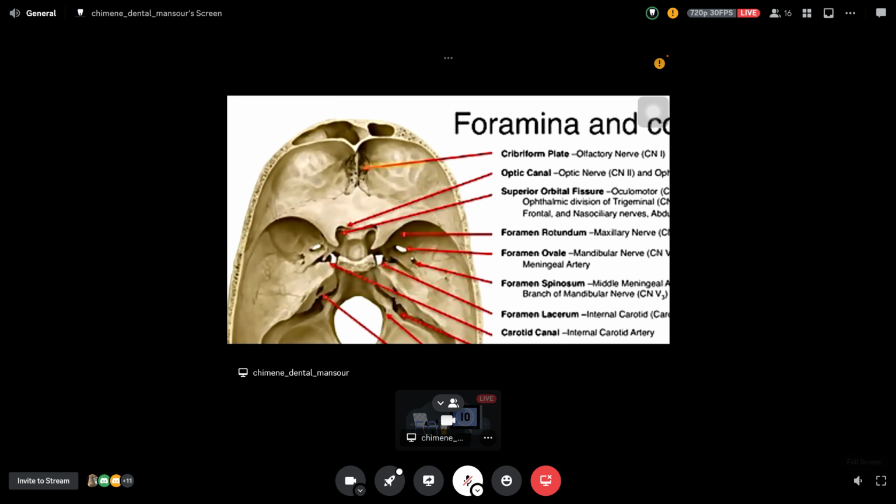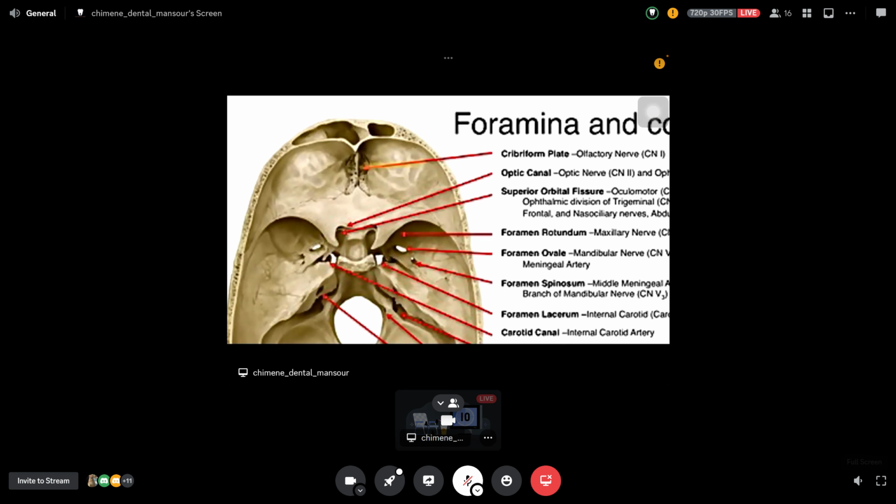Okay, so as we were talking about the anterior cranial fossa, I was talking about the olfactory nerves, cranial nerve 1, the one that belongs to the sense of smelling. We're going to see further on the nasal cavity and so on, yeah.